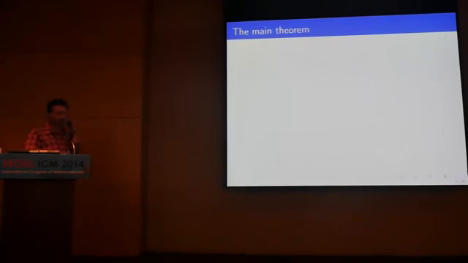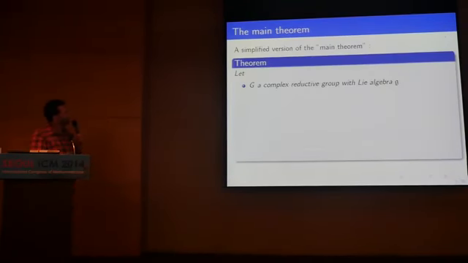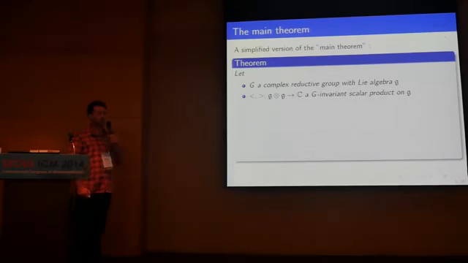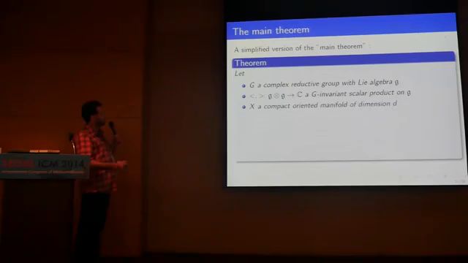So, in order to explain a little bit more this aim, let me immediately give you the main theorem. It's a simplified version in the sense that it follows from a more general theorem, but it's general enough, I think. So I start with a complex reductive group with Lie algebra little g. Suppose that I have a fixed G-invariant scalar product on g. And X will be a compact oriented manifold of dimension d. And here I'm using manifold in a rather general sense.